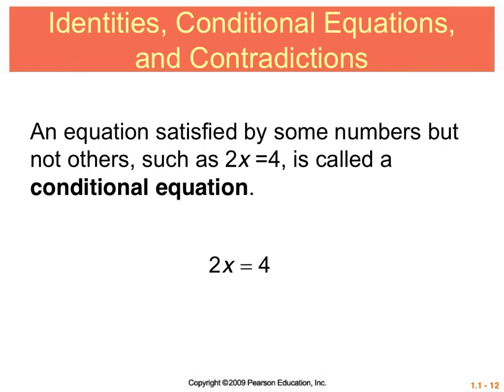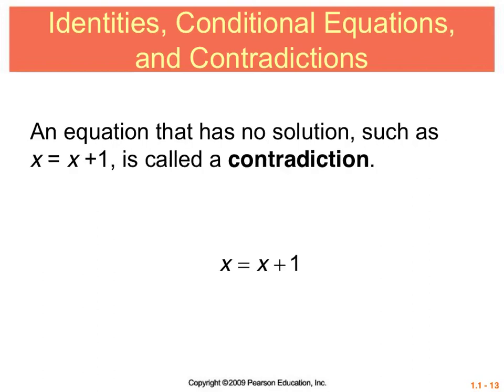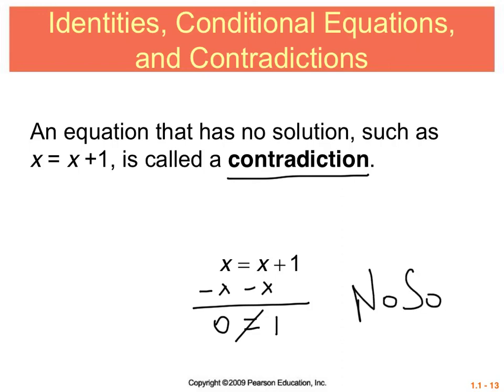The next is called a conditional equation, and that's the kind we see most often, where when I end up solving this equation by dividing by 2, I get only one solution. And that's the only number that will cause this equation to be true, and those are called conditional equations. And then lastly, sometimes I get equations that have no solution, and that's called a contradiction. Because if I were to continue this equation, I would get 0 is equal to 1, and I know that 0 is not equal to 1, and therefore this is a contradiction equation that has no solution.